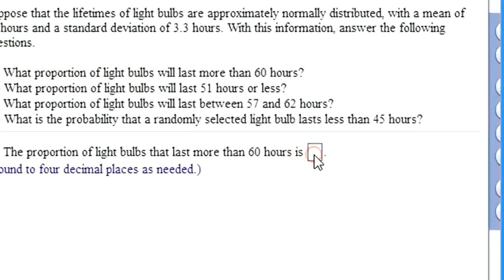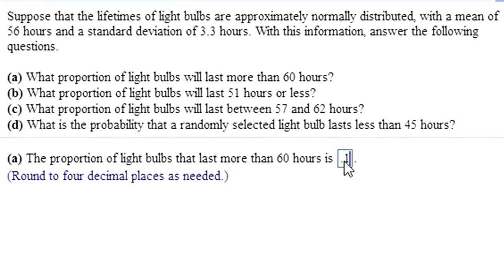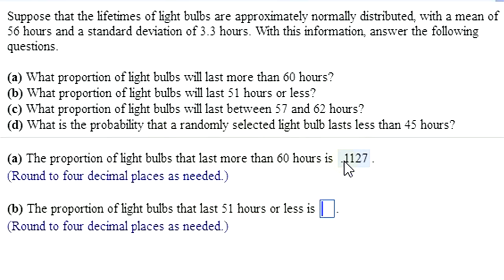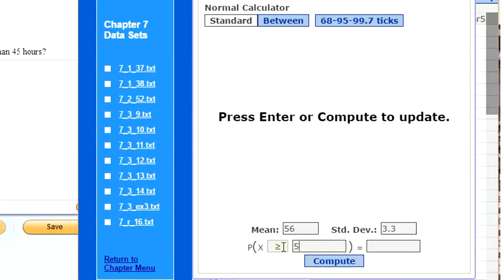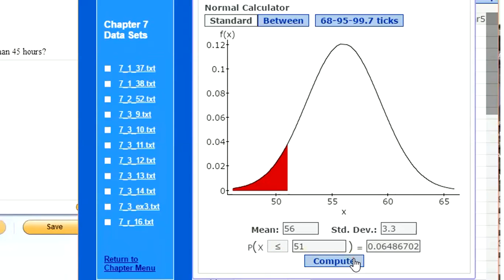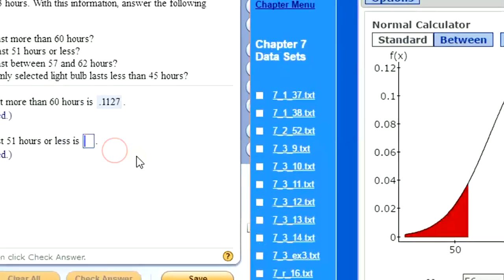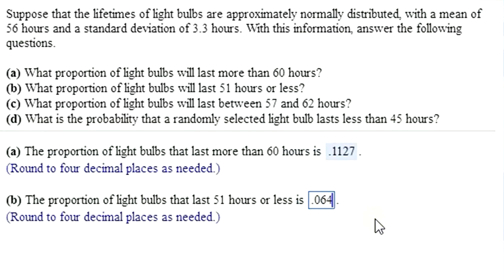This is 4 decimal places. That's 0.1127. What proportion of light bulbs last 51 hours or less? Change this value to 51, and we're looking at 51 or less, so we're going to less than or equal to. Compute. Oh, we've got it right there already. Okay, I only want 4 decimal places, so I'm going to just type it in. 0.0649, rounded up.